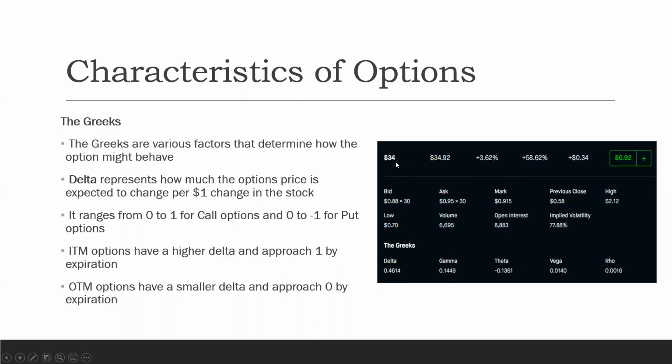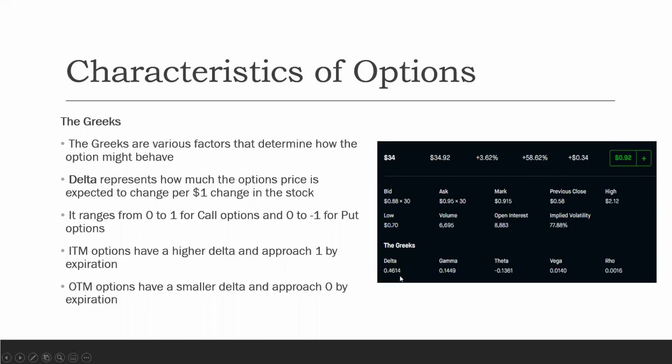Okay, so this is a screenshot of how an option looks like when you're about to buy it. So this stock is currently trading at $34, and this particular option with the strike price of $34 is worth 92 cents. So what that means is your break-even price is 34 plus 92 cents, just $34.92. Okay, what it's saying is the stock has to go up by 3.62% for you to break even, and anything above that you start making a profit.